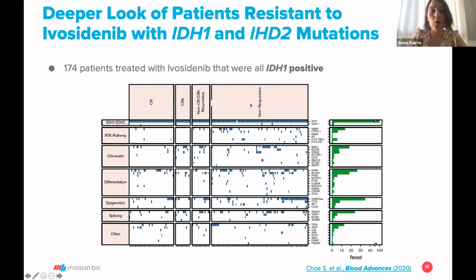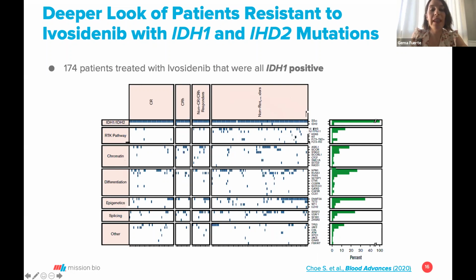As you can see, all the patients are IDH1 mutant. That's because they selected a cohort of patients that are IDH1 positive, of course, because they are studying the resistance to Ivosidenib. So what you can see here is the non-responders are actually the larger buckets, with a larger number of genes being affected. You can see here the IDH1 mutants and also the co-occurring mutations with other genes below from many different pathways.